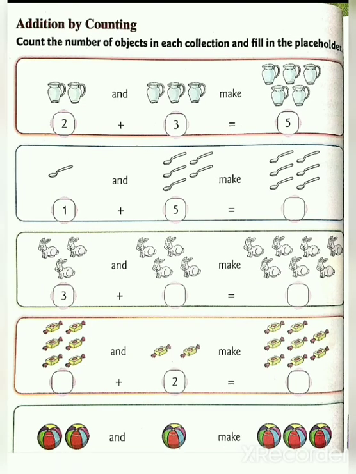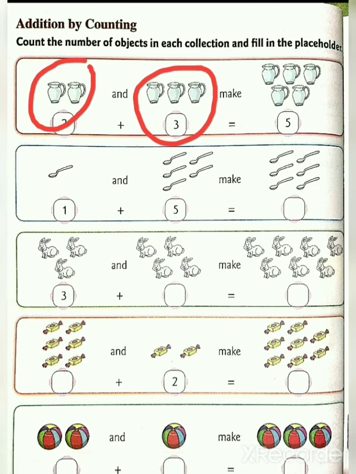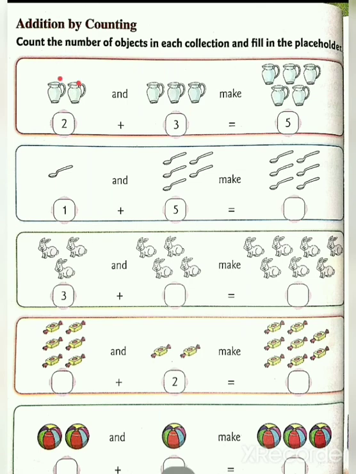Addition by counting. Count the number of objects in each collection and fill in the placeholder. As you can see, there are 2 cups and there are 3 cups. Now we have to find the answer: how many cups are all together? So, for this we will count 1, 2, 3, 4, 5. So, there are 5 cups altogether.